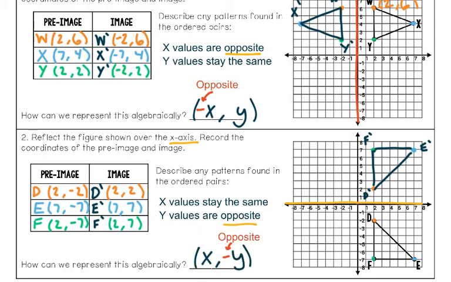Since the X stayed the same, we left it just as X, but the Y is the opposite, so we put a negative sign in front of it. Since that's what opposite means, it's that little negative sign, that means the opposite.